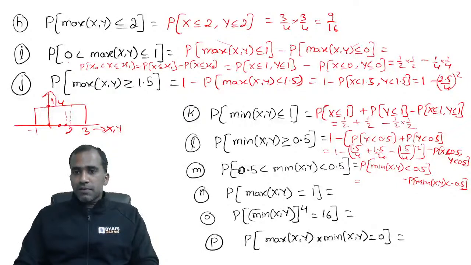So how about this one? Minimum of x comma y less than 0.5 means you want x less than 0.5, y less than 0.5. What is the probability that x is less than 0.5?